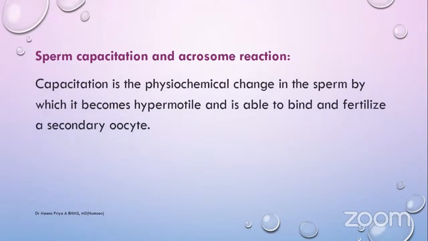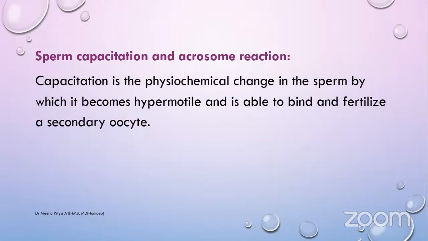So capacitation, what is capacitation? It is a physiochemical change in the sperm by which it becomes hypermotile and is able to bind and fertilize a secondary oocyte. Normally a sperm is not able to bind and fertilize a secondary oocyte. Only after the process of capacitation, it becomes more motile, and it creates an environment where it can bind and fertilize a secondary oocyte.